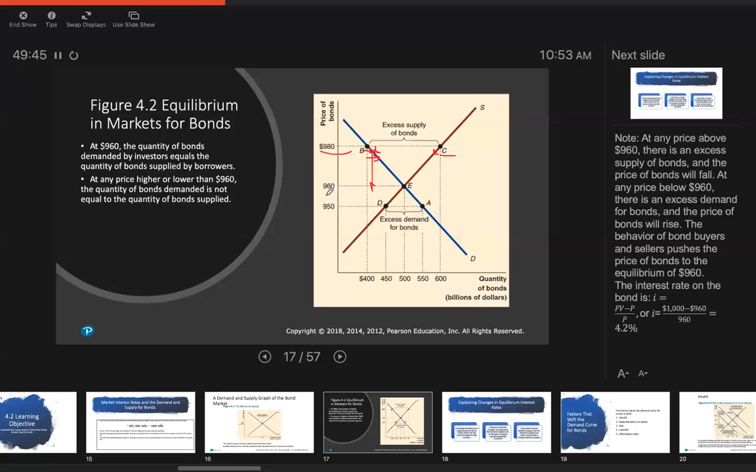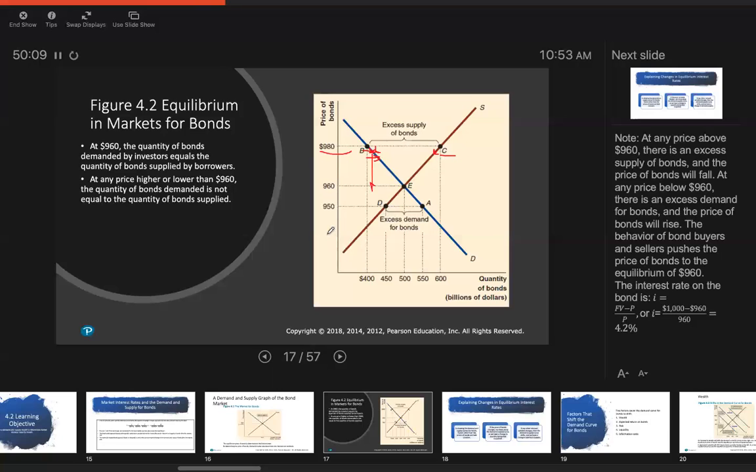So if there is excess supply in the market, if supply exceeds demand, the market dynamics indicate that the price needs to fall in order to absorb the excess supply, and prices continue to fall as long as there is excess supply in the market. Prices will converge to a point where quantity supplied is equal to quantity demanded, and that happens when the price of the bond hits $960.